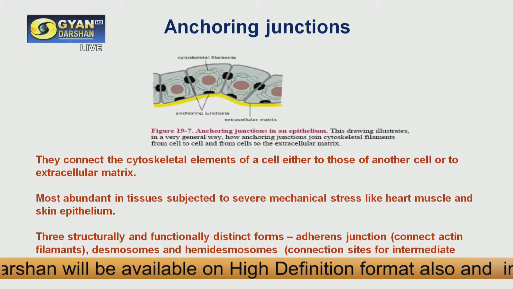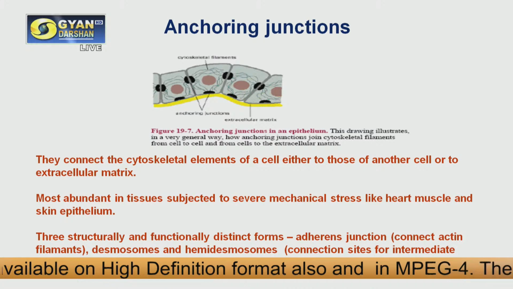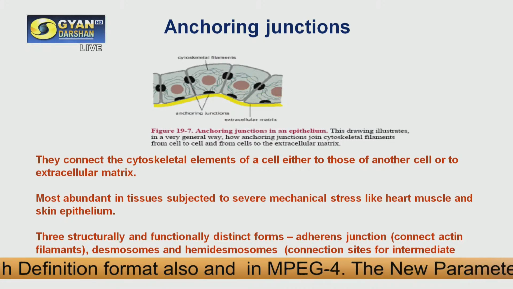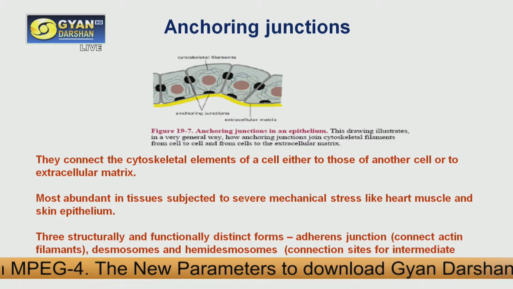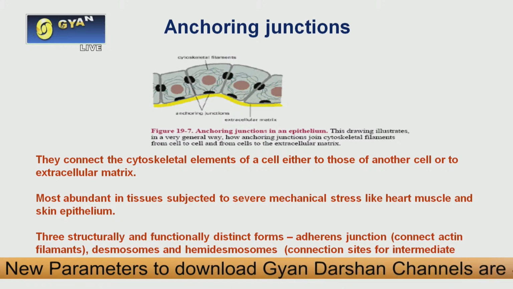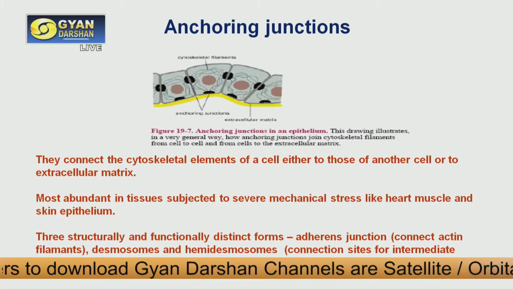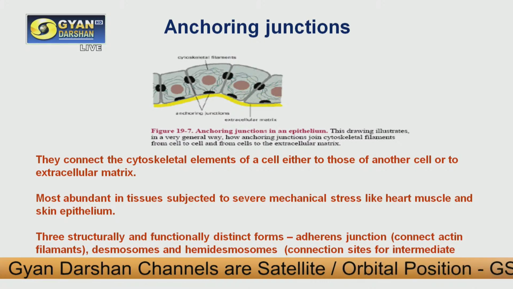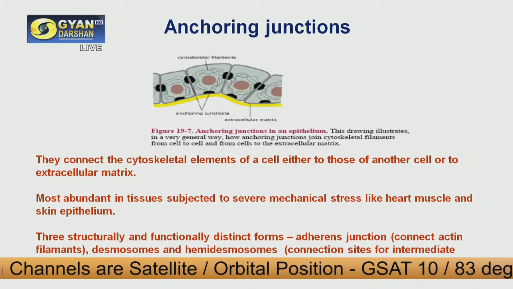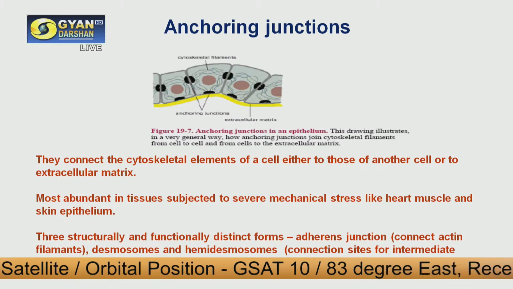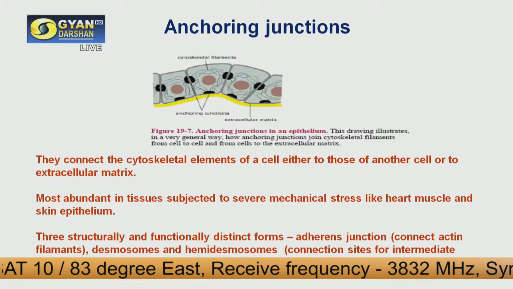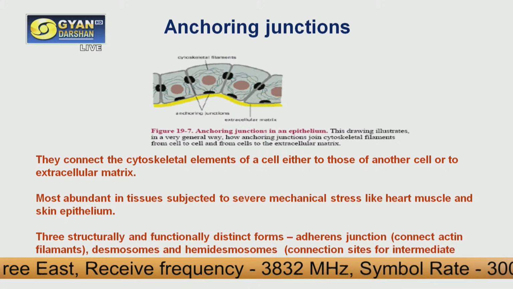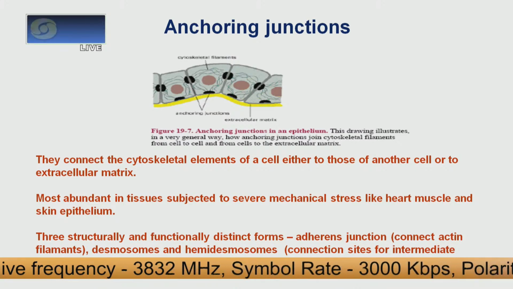Now, the cell connects with the anchoring junction with the help of certain junctions which are called adherens junctions. They are most abundant in tissues subjected to severe mechanical stress, like heart muscle and skin epithelium. So as I said, attachment should be with actin, or with intermediate filaments, for example, with the desmosomes and the hemidesmosomes.